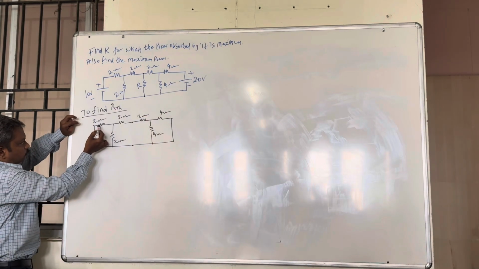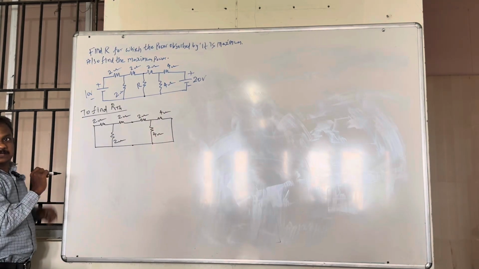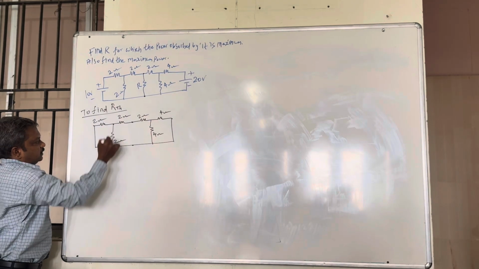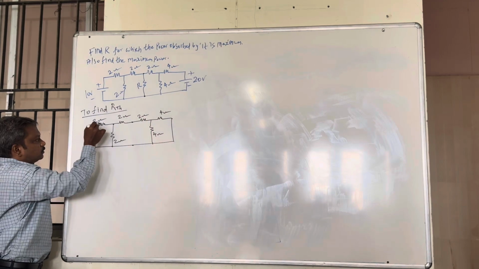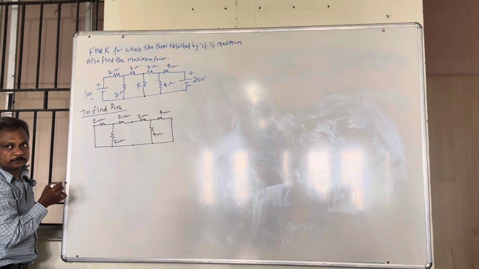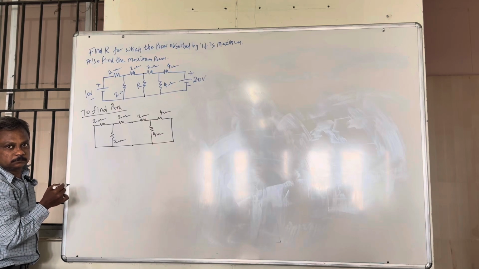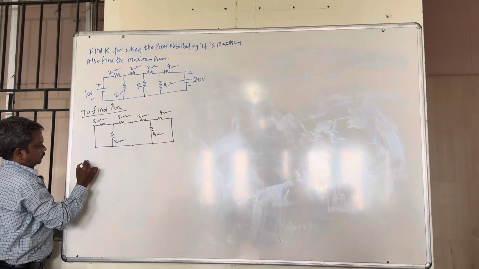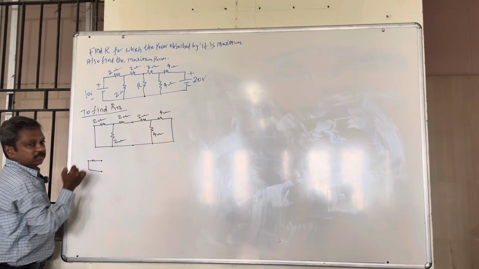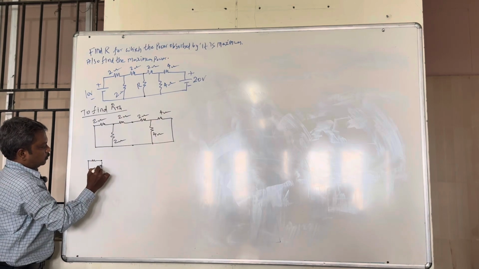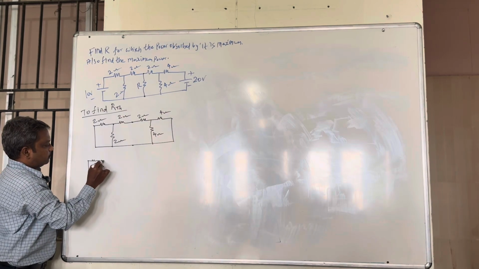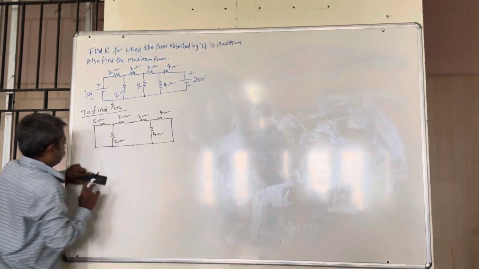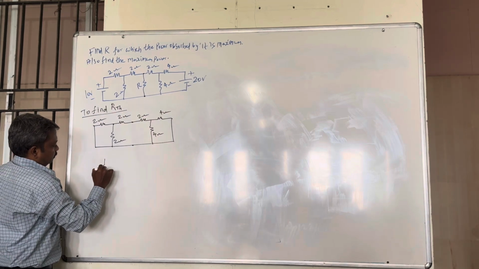You come here, what about these two and these two? Are they in series or parallel or any other star delta? Parallel, because ends are connected. This is the end of these 2 ohm, and what about these 2 ohm? Both ends are connected. Then these two are parallel. So 2 into 2 divided by 2 plus 2. How much? 1 ohm.